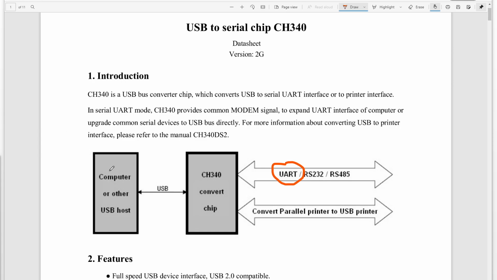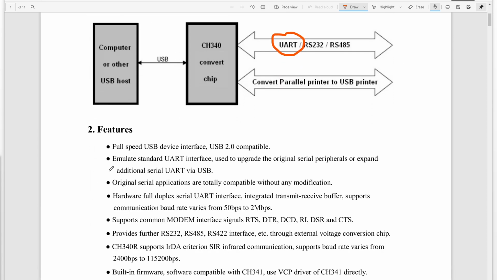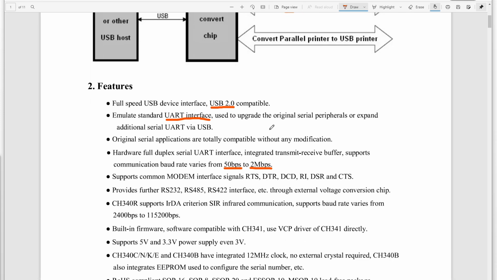Okay, so let's take a look at the features. The first thing is it supports USB 2.0, okay? And of course, it is a UART interface. Next, take a look at the speed. The speed will range from this one to this one. And it also supports the modem interface signals, okay?